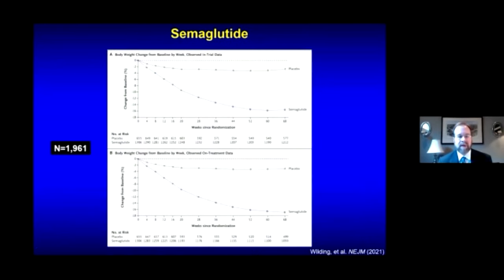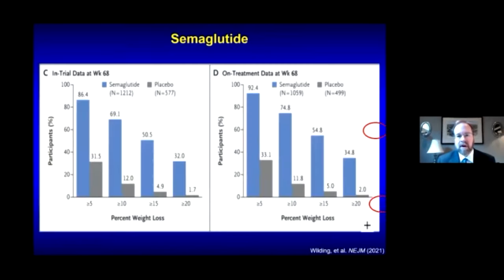This is the core finding. In nearly 2,000 patients randomly allocated to placebo or semaglutide, the semaglutide-induced placebo-subtracted weight loss was more like 14 or 15%. That's 2 to 3 times higher than anything we've ever seen with a prior weight loss drug. Looking at it a different way in terms of categorical weight loss, a stunning 55% of people lost at least 15% of their body weight, and 35% of people lost at least 20% of their body weight. That's something like we've never seen before.